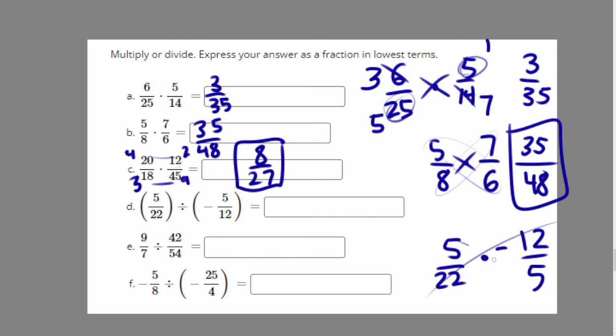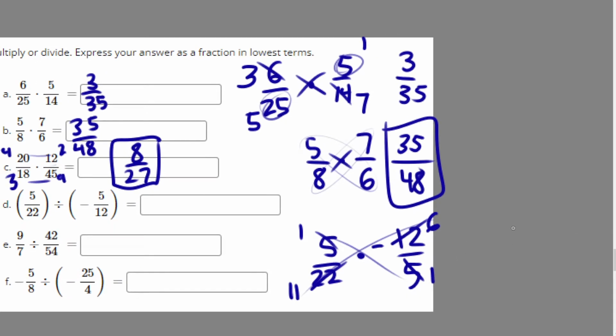And then we can cross multiply. 5 goes into 5 one time, so these both turn into 1. 12 doesn't go into 22, but they both are divisible by 2. That gives you 11 and 6. 1 times 6 is 6. 11 times 1 is 11. 6 over 11 is your answer for that.